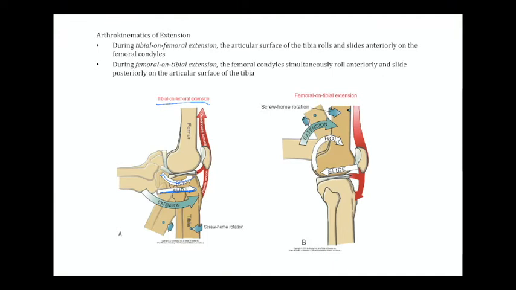And then when we're doing femoral on tibial extension, so this is more of a closed chain movement, we are going to have the femoral condyles simultaneously roll anteriorly and slide posteriorly on the articular surface of the tibia. So we're going to have a slide backwards and a roll in this direction. And that keeps the femur in place on a smaller tibial surface. We have to have those things happen in order to keep the bones in the right position for movement.